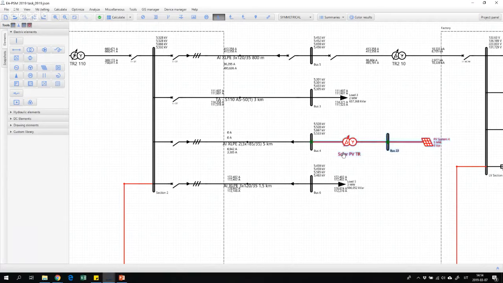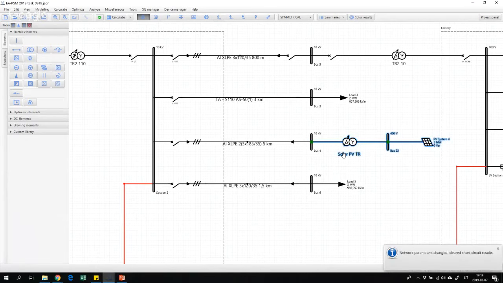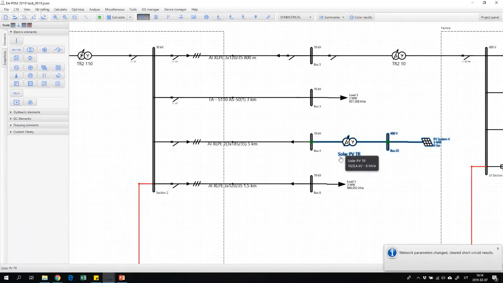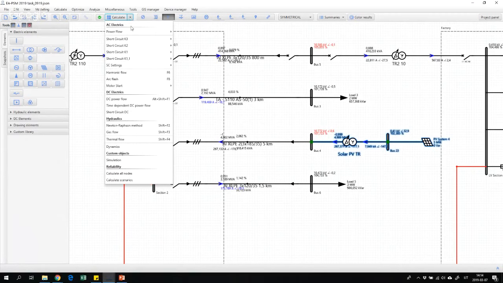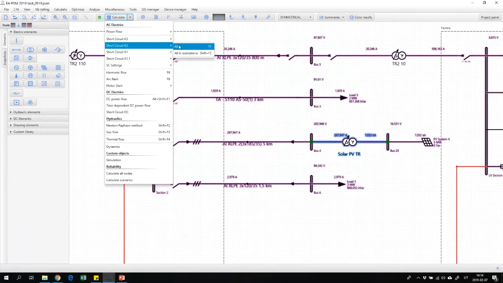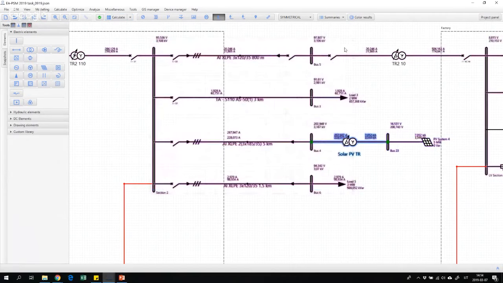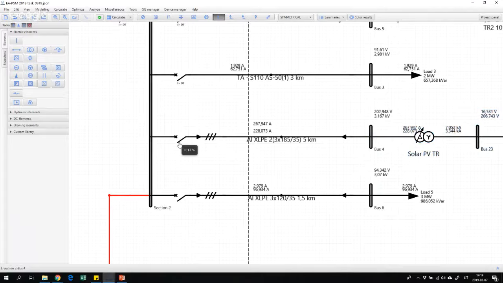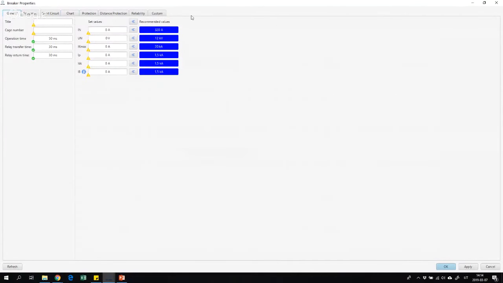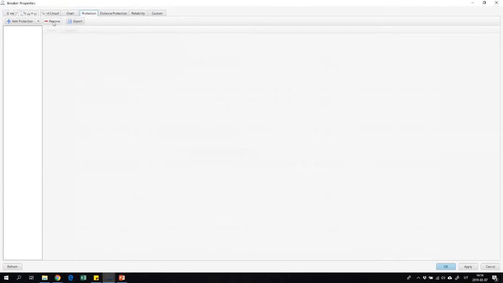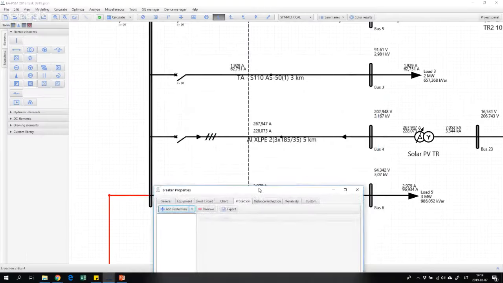Okay, so now let's start. Also, let's try to connect the solar power plant. We will make all the calculations which are needed for protection coordination. So these are power flows and short circuit calculations. Mainly, I need the three-phase and two-phase short circuit calculations. And now I can open this breaker. So here you can see a breaker is provided. So we can go further on selecting a protection relay for this breaker.